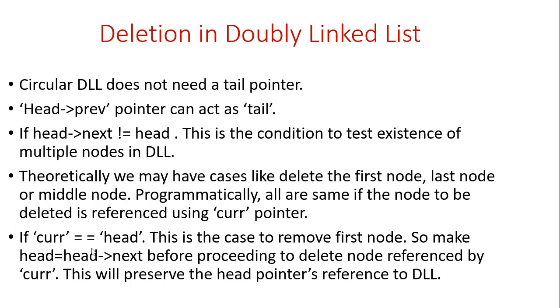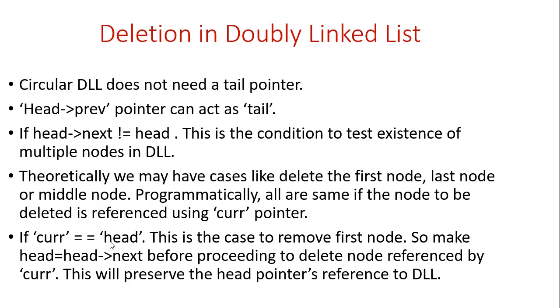Theoretically, there are three ways to delete nodes. One is to delete the first node, that is the head node, or delete the last node, which we assume as the tail node, or any random node in the middle of the list. But programmatically, the steps to do this deletion are the same, because you refer to that node to be deleted as the cur pointer, and all you need to do is delete the memory allocated to this cur pointer and attach its previous node to its next node. So we are going to look at how that is done.